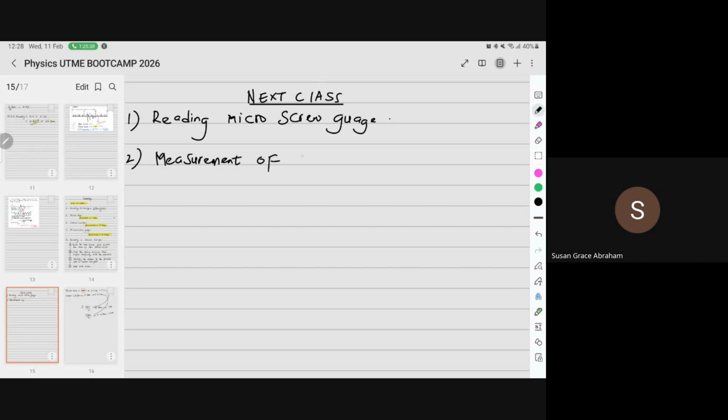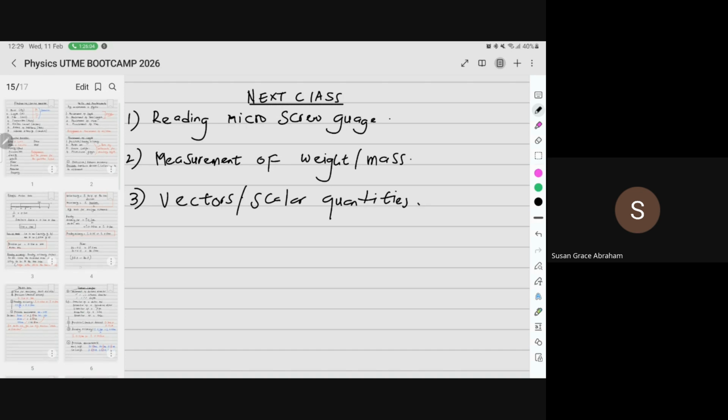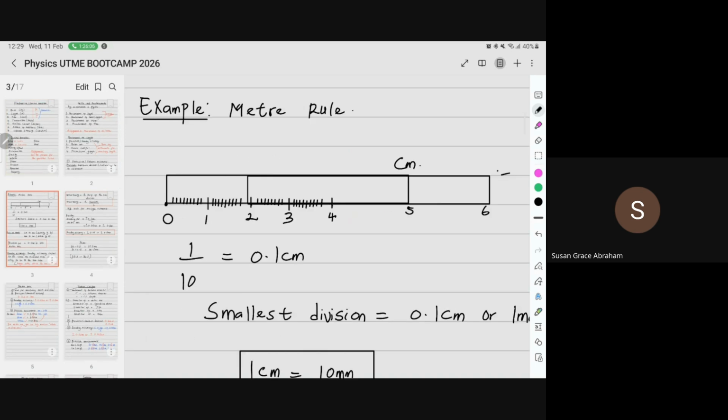of weight and mass. Then the next one, we will look at vectors, that's scalar quantities. All right, so that's it. You're going to learn how to read the micrometer screw gauge, not micro screw gauge. Don't mind me. My head can twist sometimes.